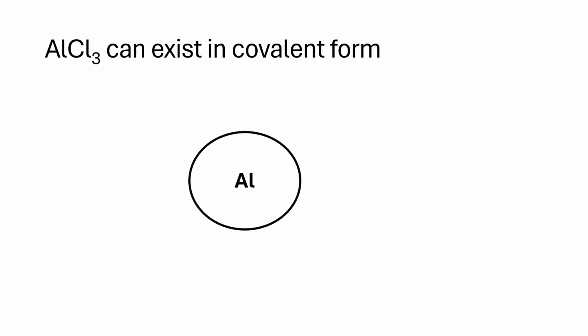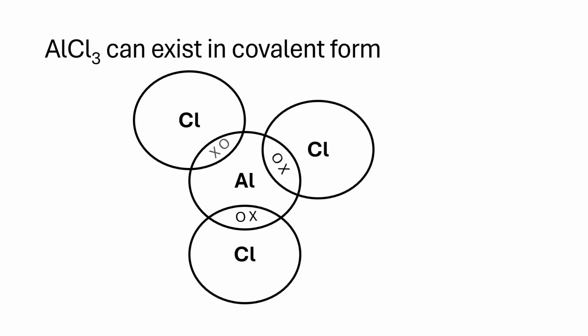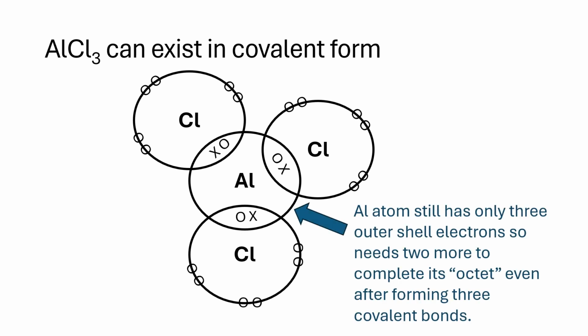So if we start with our aluminium atom, I'm not putting any outer shell electrons just yet, and we assume that there's 3 covalent bonds to 3 chlorine atoms to make AlCl3. What you'll notice is the aluminium atom only has 6 electrons in its outer shell. So it needs 2 more to complete its octet. It has 3 outer shell electrons of its own because of its position in group 3 of the periodic table. So this means the aluminium atom is quite reactive and it wants to get 2 more electrons to complete that octet.